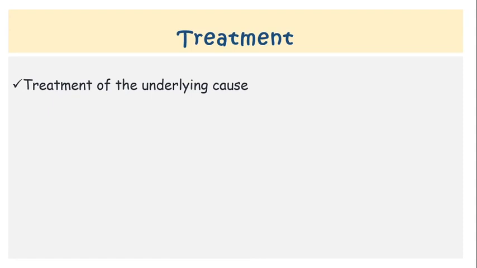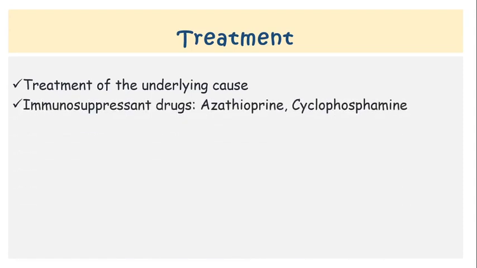Now we'll see the treatment of glomerulonephritis. First of all, the underlying cause has to be treated. It has to be found out by doing certain investigations and has to be treated. Apart from that, since this is an immune-mediated condition, you have to suppress the patient's immunity to prevent further progression of the disease. This is done by administering immunosuppressant drugs like azathioprine and cyclophosphamide.